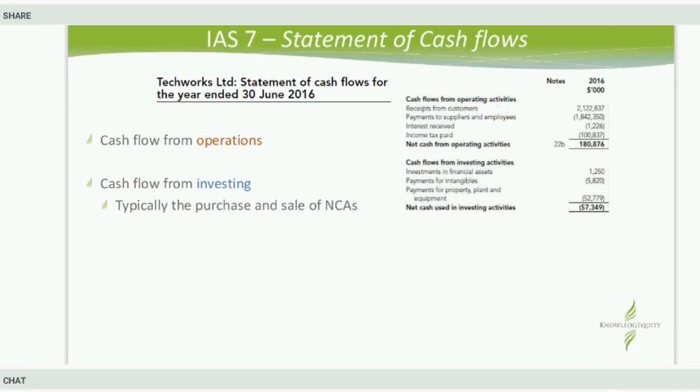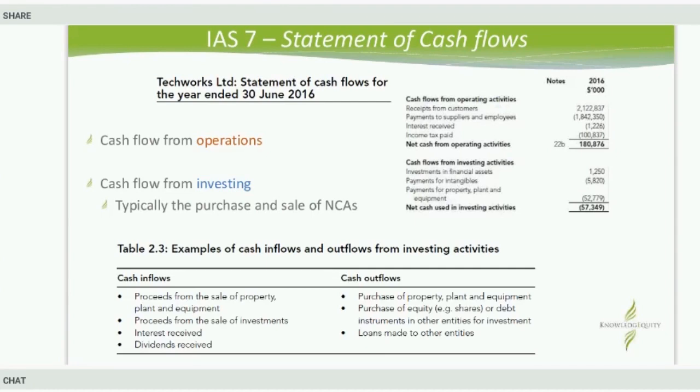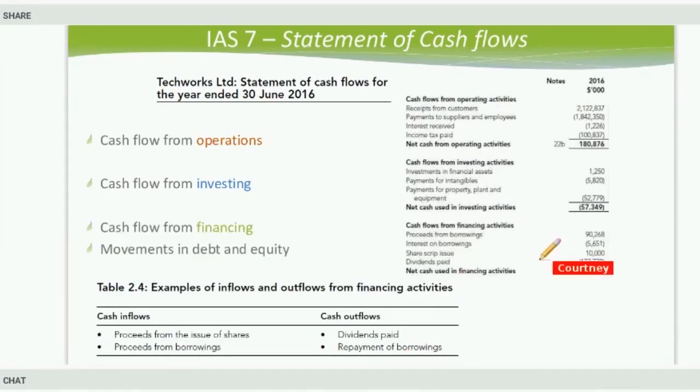So it's non-current asset purchases, buying property, plant and equipment, or intangibles, or selling them off. Examples: selling off property, plant and equipment, buying property, plant and equipment, those are the key items there. And then there's financing. So we have to borrow money, or we might raise equity. We might issue shares and gain cash, or we might pay out some dividends.